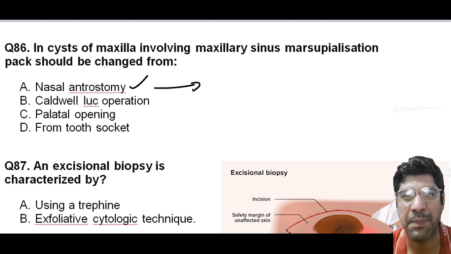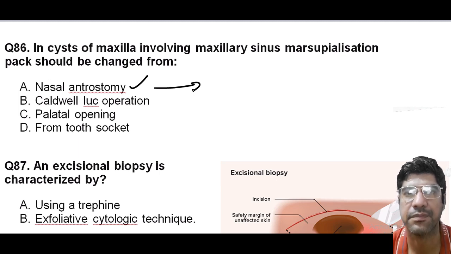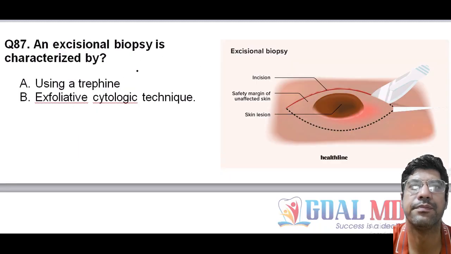So changing the pack through the nasal antrostomy allows for the development of a lining that is functionally closer to the normal sinus epithelium. That will facilitate proper drainage and prevent complications. So that is why the answer is A.